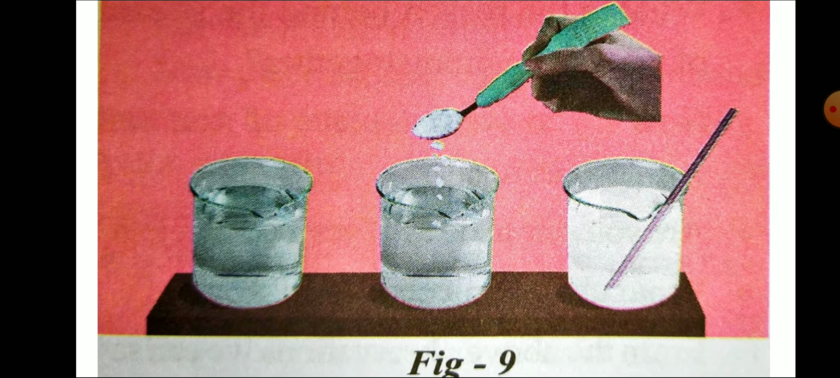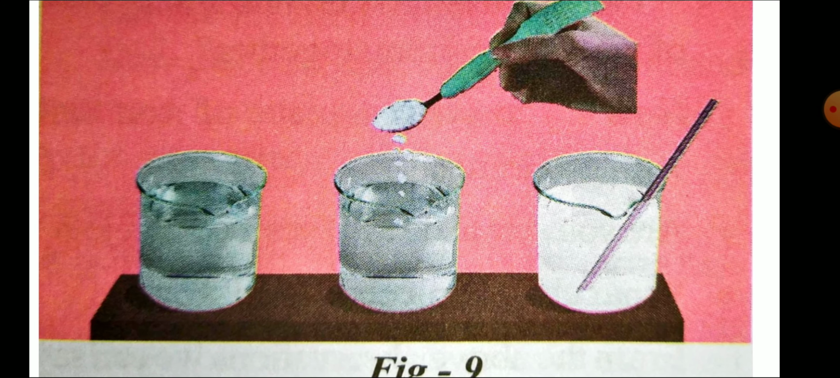Our next concept is there exists space between particles. To prove this, we have a small activity. See there in the figure. Here we have taken a beaker with a certain amount of water in it, and soon after taking this, just mark the level of the water. Then with another beaker, take some salt to mix with the water.